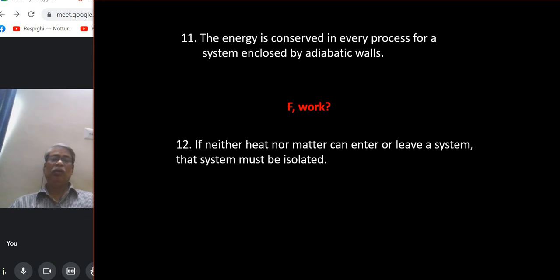And if neither heat nor matter can enter or leave a system, that system must be isolated. It looks like it exactly matches the definition of an isolated system, but be careful, as some textbooks miss that the definition should read: no exchange of matter or energy in any form, including heat and work. Here work is not mentioned. That means by means of work you can change the internal energy, so it is not an isolated system. So that's a false statement.